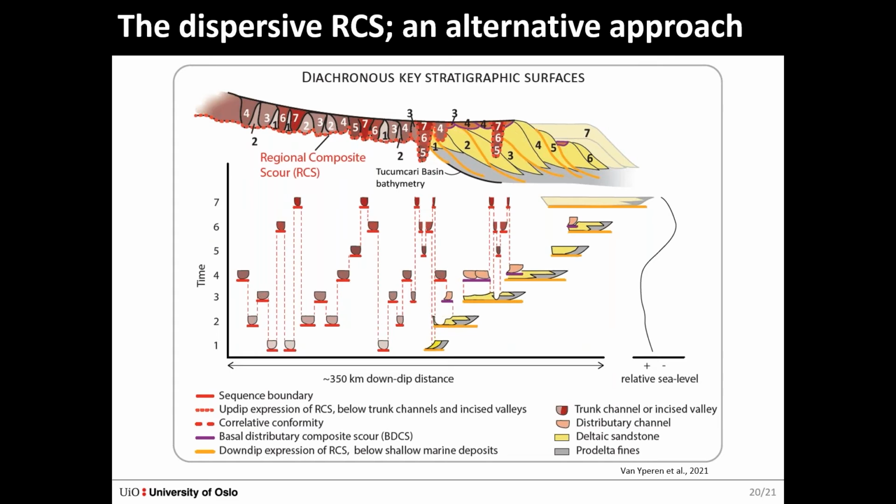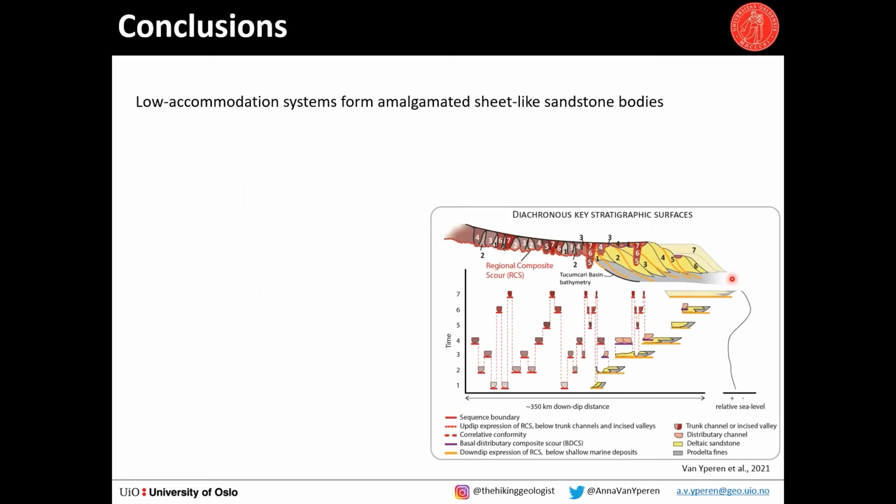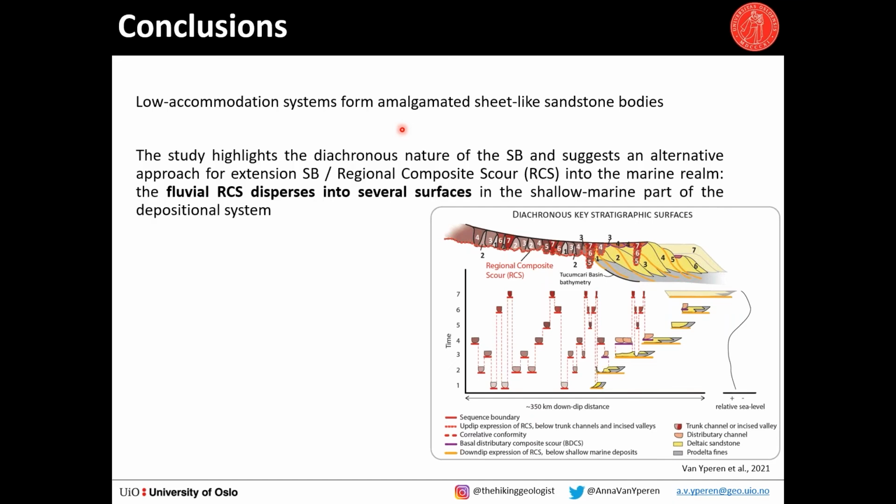So I believe this concept evidences the need to focus on the dynamics and mechanisms of creating these surfaces rather than debating their nomenclature. And that brings me to the conclusions. Our study exemplifies that low accommodation systems form amalgamated sheet-like sandstone bodies. And it also highlighted the distribution of different channel types and their bounding surfaces that occur on regional and sub-regional scale.